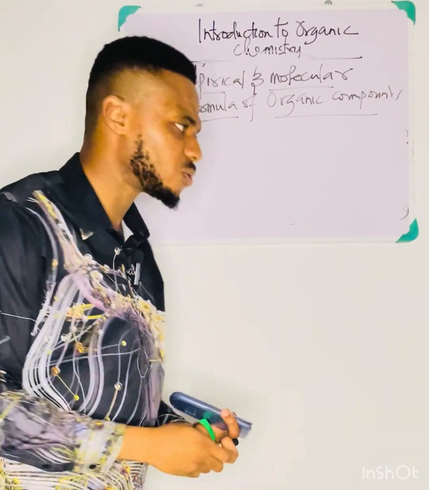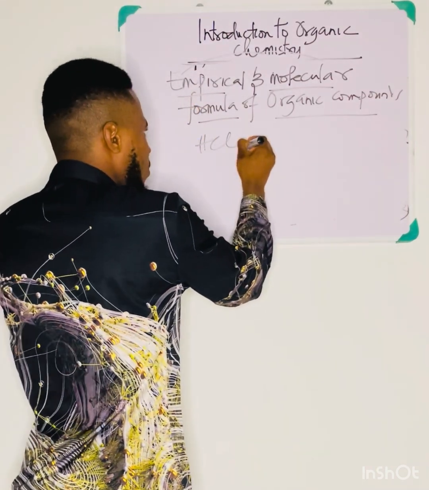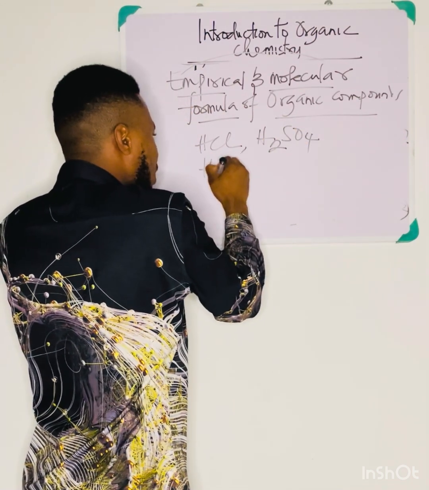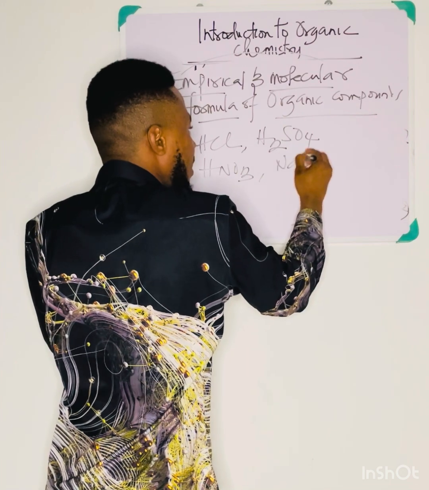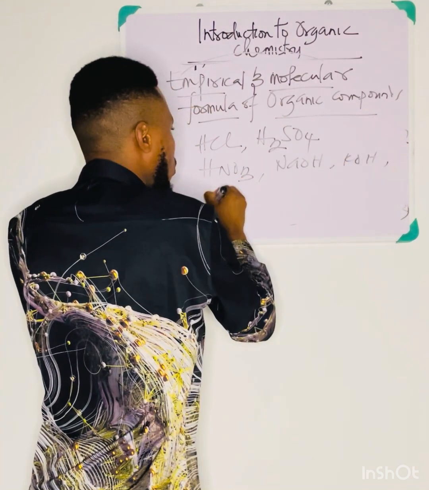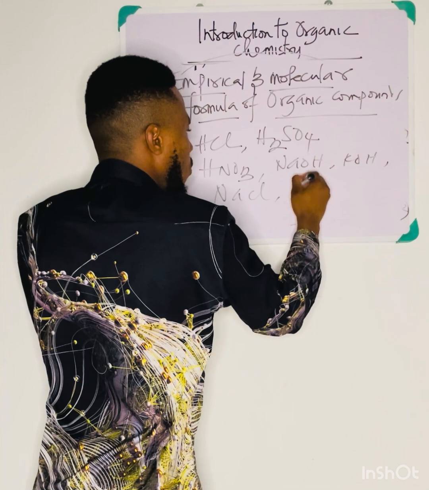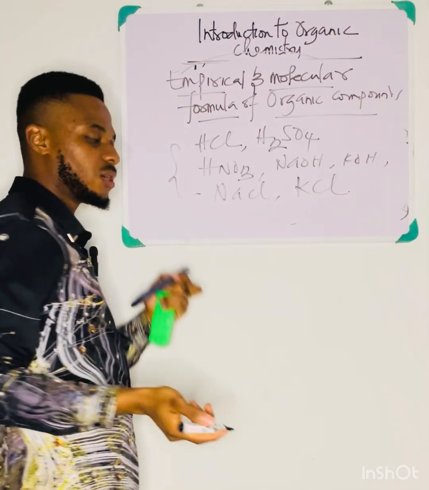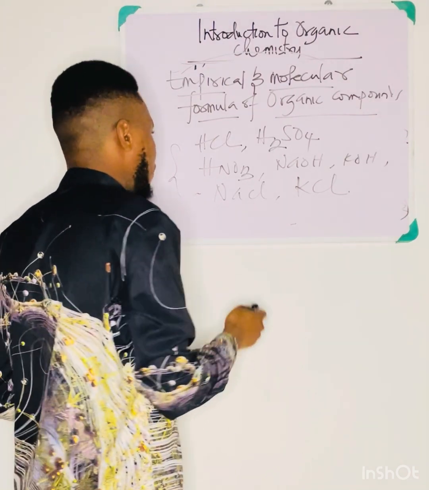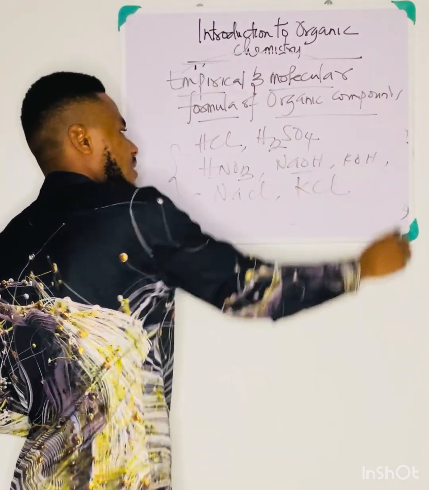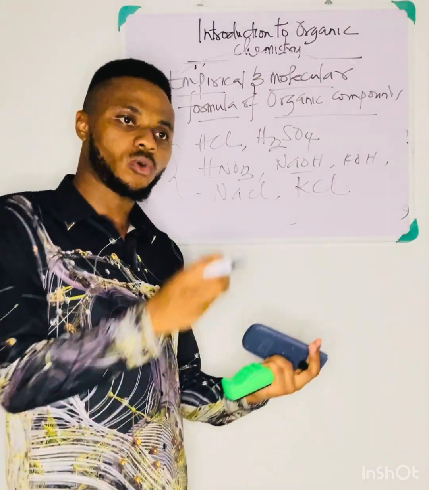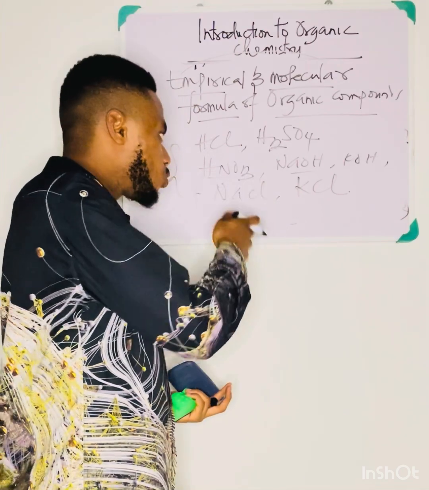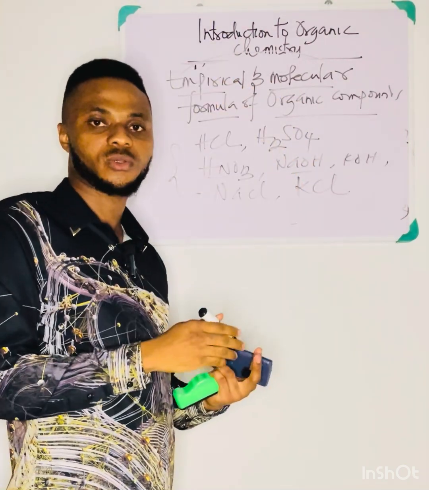We know inorganic compounds like, of course, hydrochloric acid, HCl. We know tetraoxosulfate 6 acid, H2SO4. We know HNO3. We know bases like NaOH, KOH. We know salts like NaCl, KCl and so on. Now, these are inorganic compounds. And it's very easy for us to identify these inorganic compounds because of their formulas. It's their formulas that contain the elements, and it's because of these elements that we can identify these compounds.